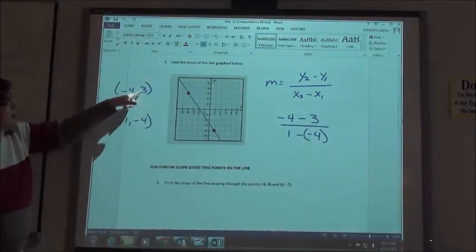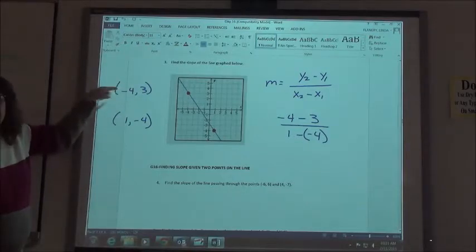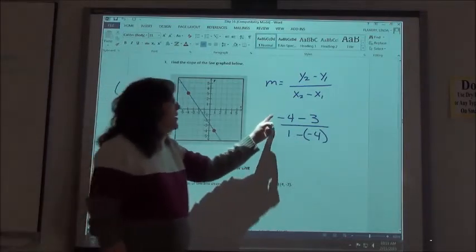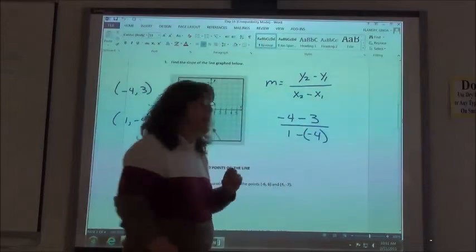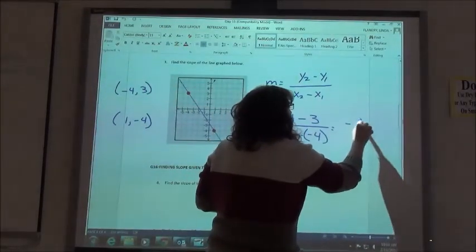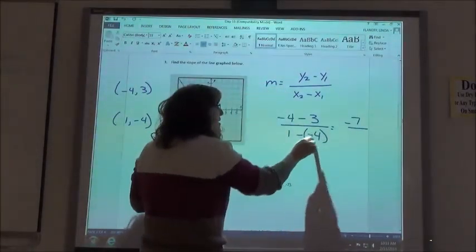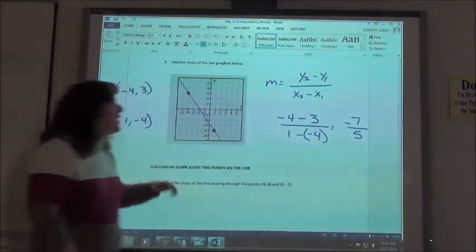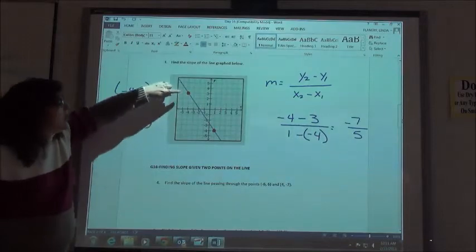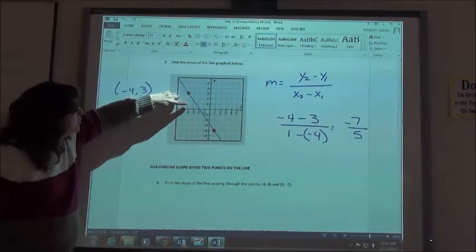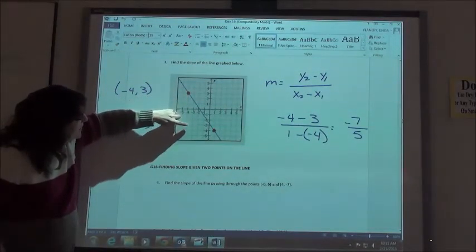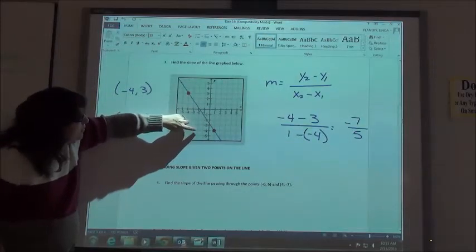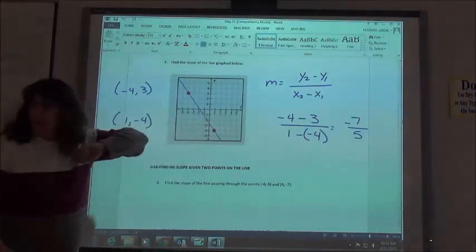So the y minus the y, the x minus the x. So negative 4 minus 3 is negative 7. 1 minus a negative 4 is positive 5. So then I go back to my graph and I check. If I start here, I'm going to go 1, 2, 3, 4, 5, 6, 7 down, and 1, 2, 3, 4, 5 to the right.